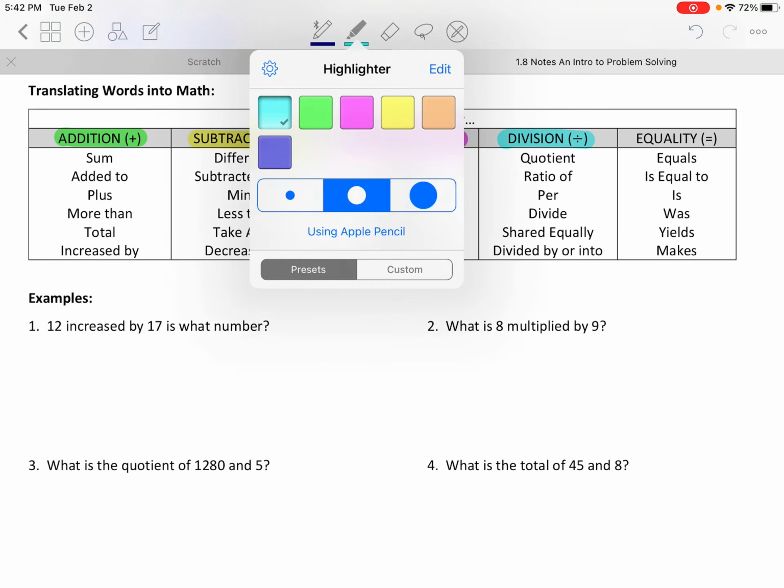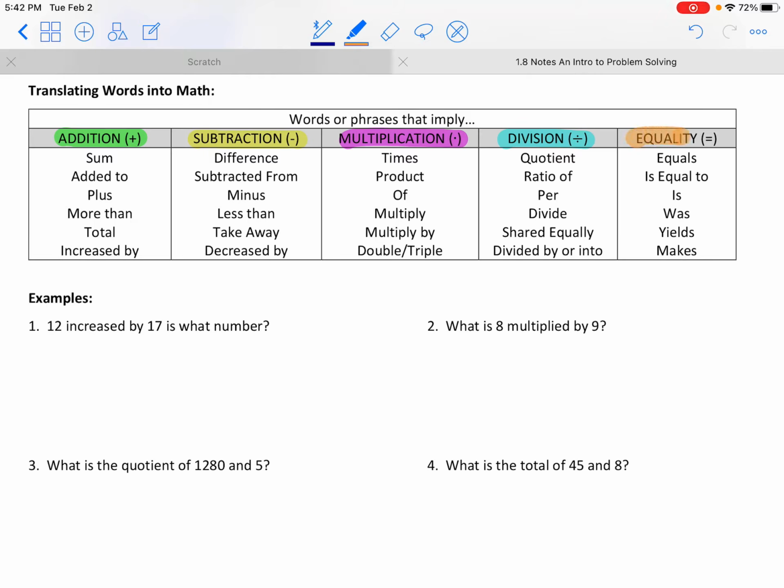And then lastly, if we're trying to identify equality, that's an equal sign. We might see the word equals, or is equal to, or just the word is. That's probably a big one there. Or was, or yield, or makes. I'm sure there are things that I've left off the list, but those are the big ones. So we're looking for words that give us operations.